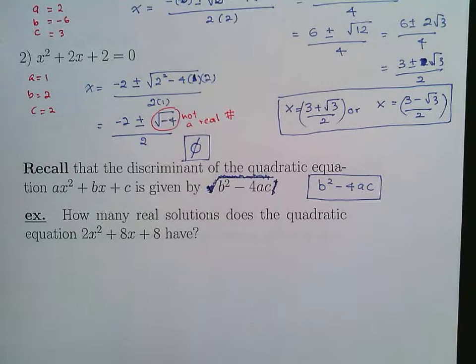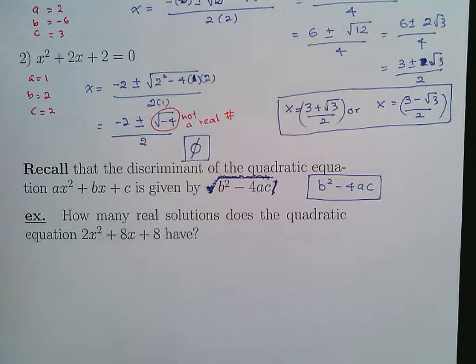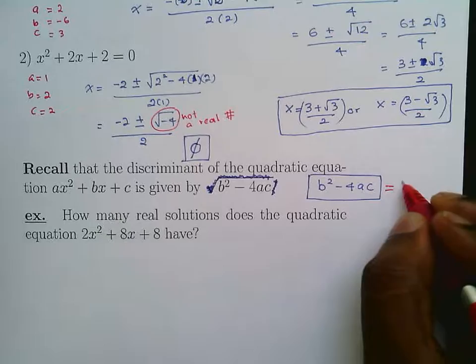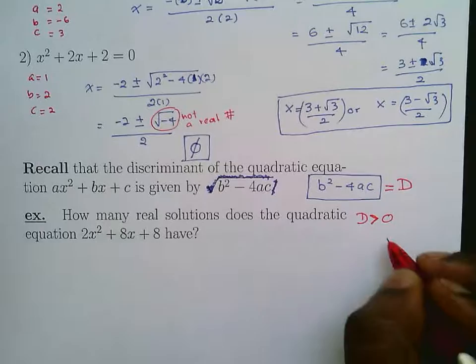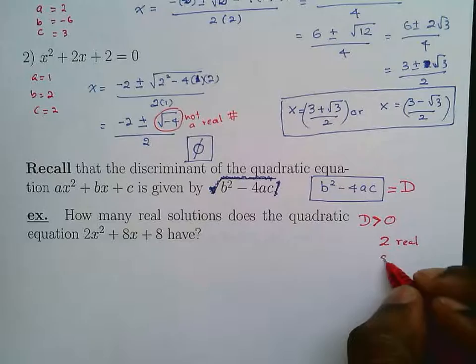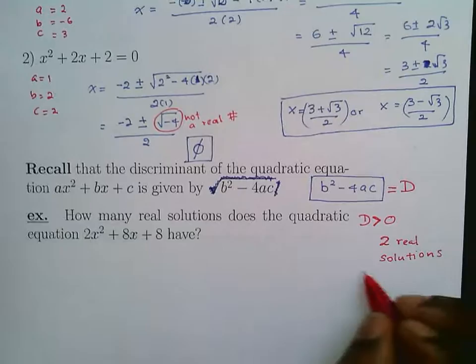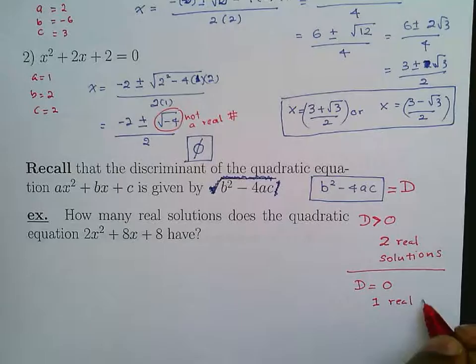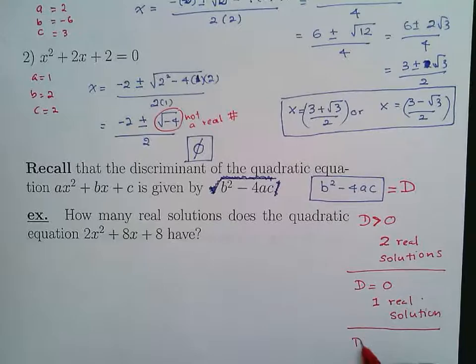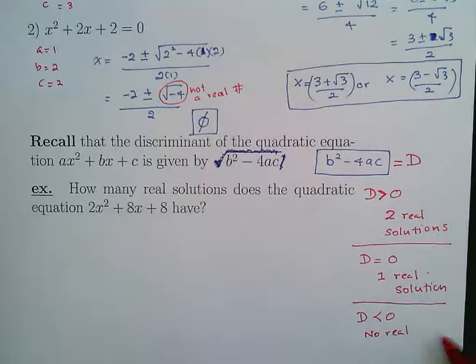All right. Now, the discriminant determines what kind of roots the quadratic equation has. Let's say D is the discriminant. If the discriminant is greater than zero, then it has two real solutions, or sometimes we say two distinct real solutions. If the discriminant is equal to zero, just one real solution. And if the discriminant is less than zero, no real solutions. Again, in lecture 15, we will learn how to say it in a different way, but right now, this is what you know.